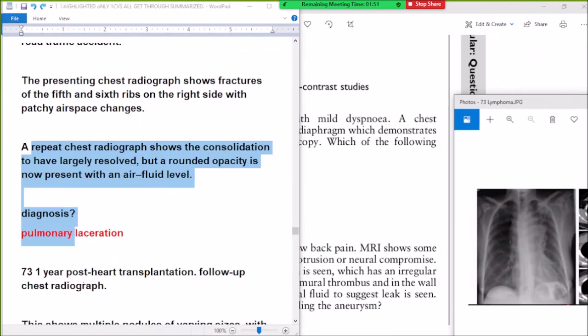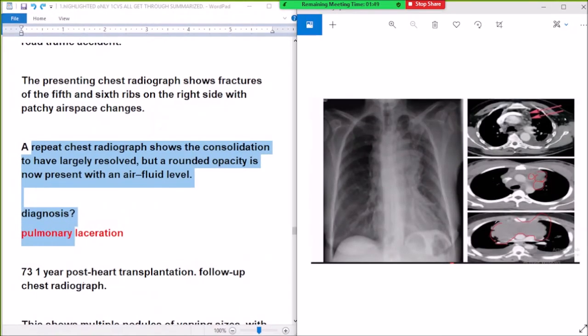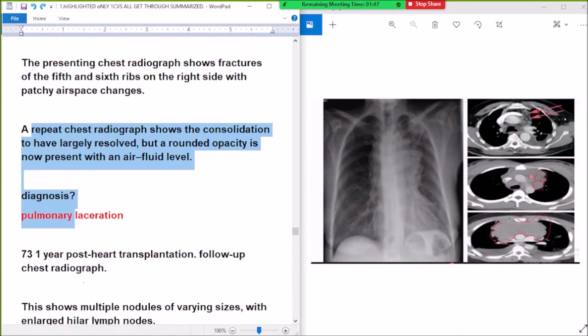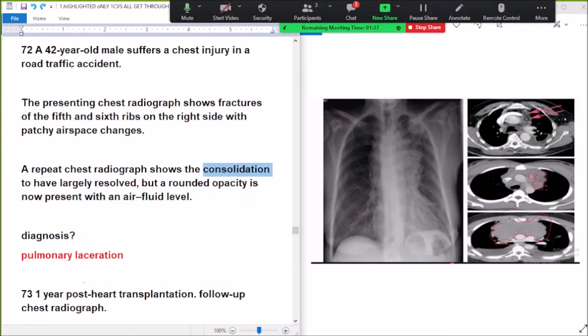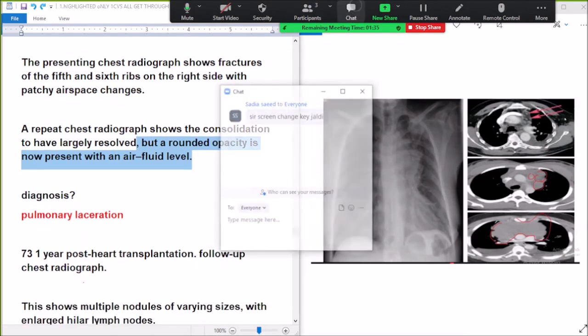Important thing is, what is pulmonary laceration? After trauma, there will be a consolidation in the lung, and then a round opacity with an air fluid level. After that, it will be diagnosed as pulmonary laceration.